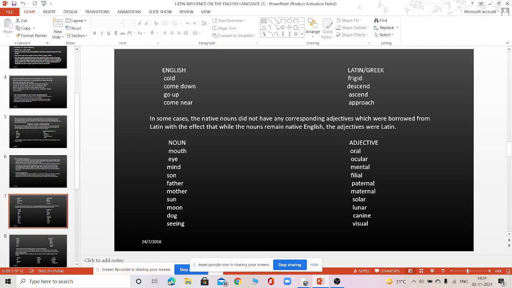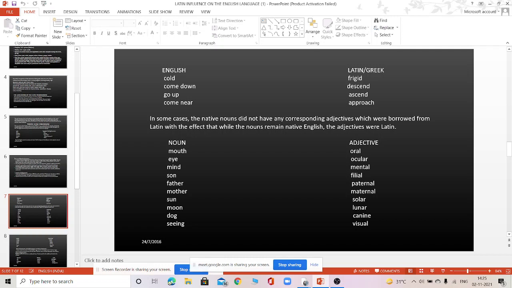Next, let us pay our attention to this portion. In some cases, the native nouns did not have any corresponding adjectives which were borrowed from Latin, with the effect that while the nouns remain native English, the adjectives were Latin. So what it says here is that the native nouns, meaning Old English, Anglo-Saxon nouns, did not have corresponding adjectives of their own. The adjectives were borrowed from Latin. So the nouns remain native English, but these adjectives, as we see, are all Latin words.